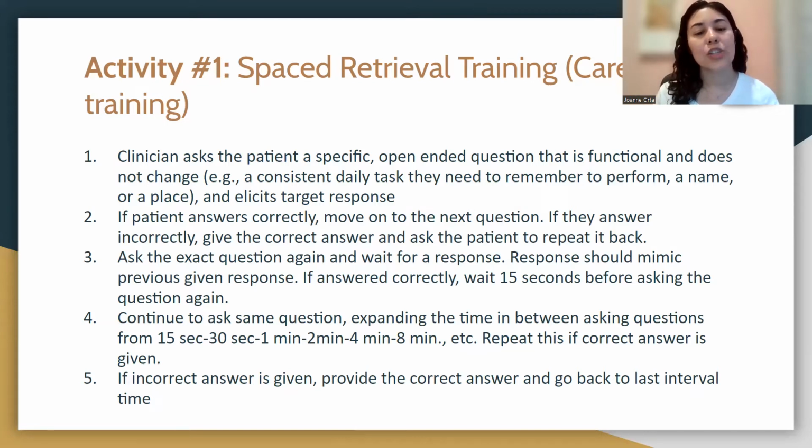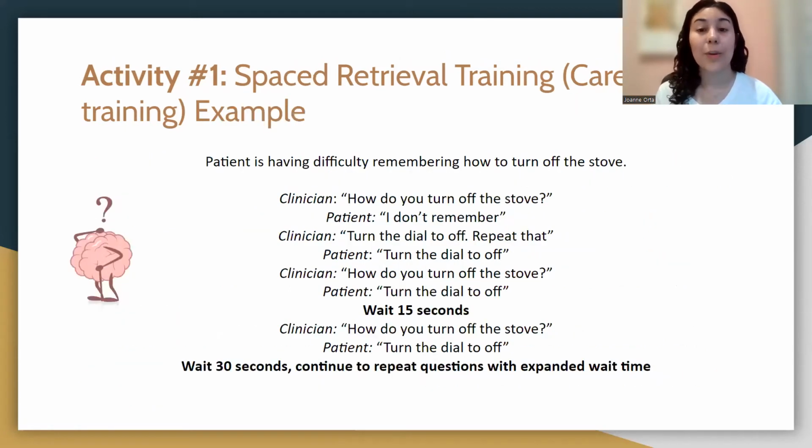However, if the incorrect answer is given, then you would provide the correct answer and then go back to the last interval time. Now, an example with this particular patient: this patient is having difficulty remembering how to turn off the stove, as mentioned by a family member in their case history.